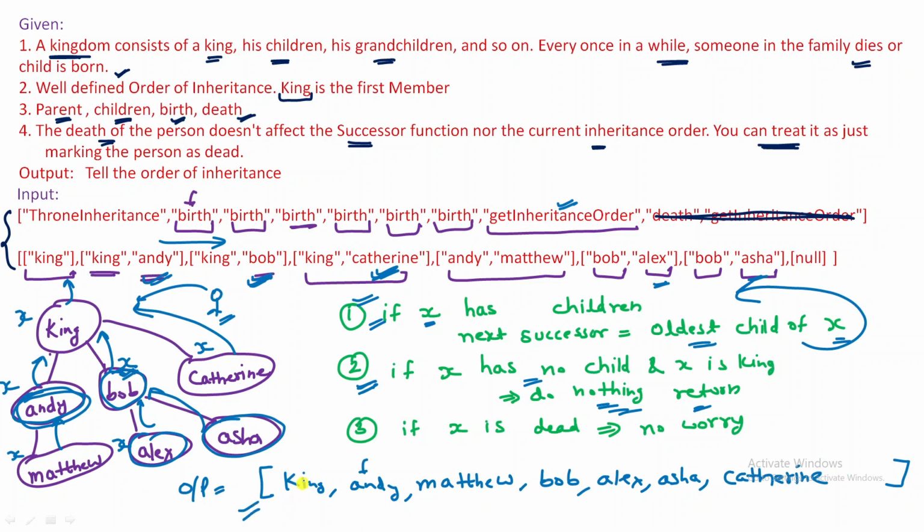That is, in the current situation, the king is the current king, then Andy will be declared king. After Andy, Matthew will be the next king, then the next king, and the next king, and so on.